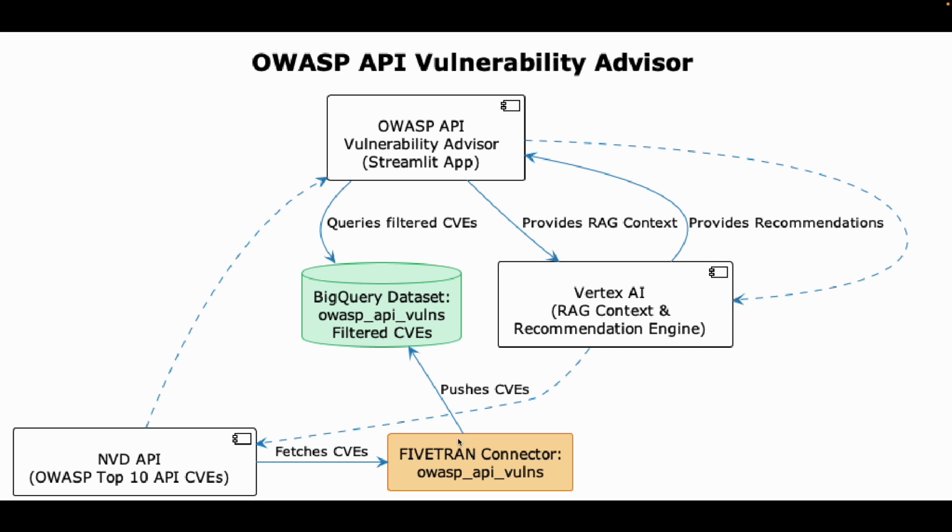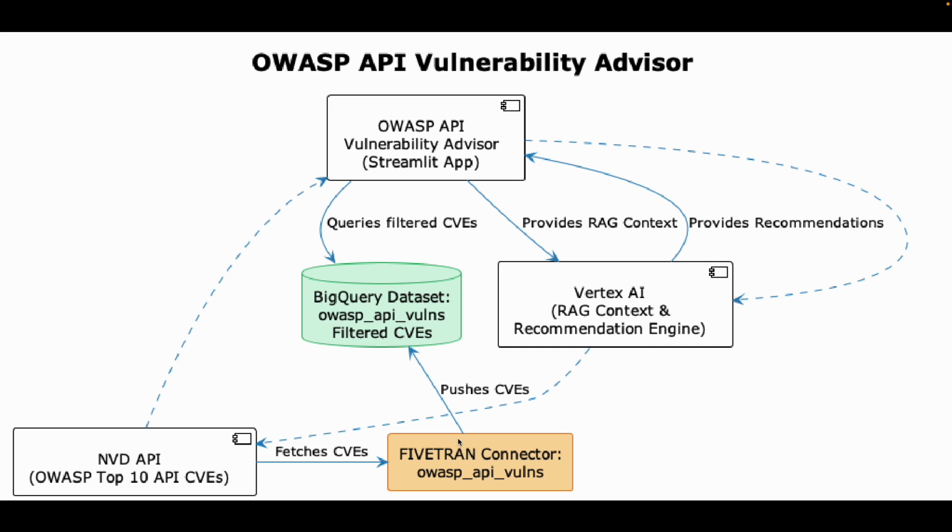The OWASP API Vulnerability Advisor Streamlit application then calls this BigQuery dataset, gets back all the CVEs that match the criteria, then provides the RAG context to the Vertex AI, which then, with a tailored prompt, gives back a very structured recommendation. And this is all very much configurable, and yet it's very, very guardrailed and structured.